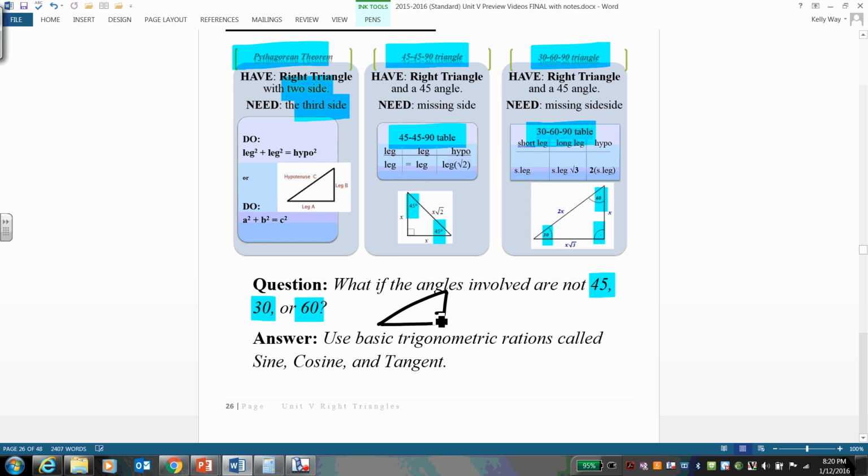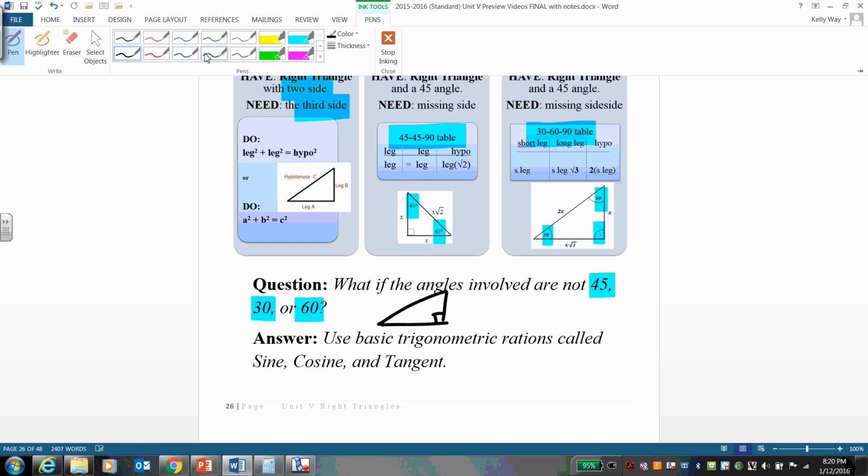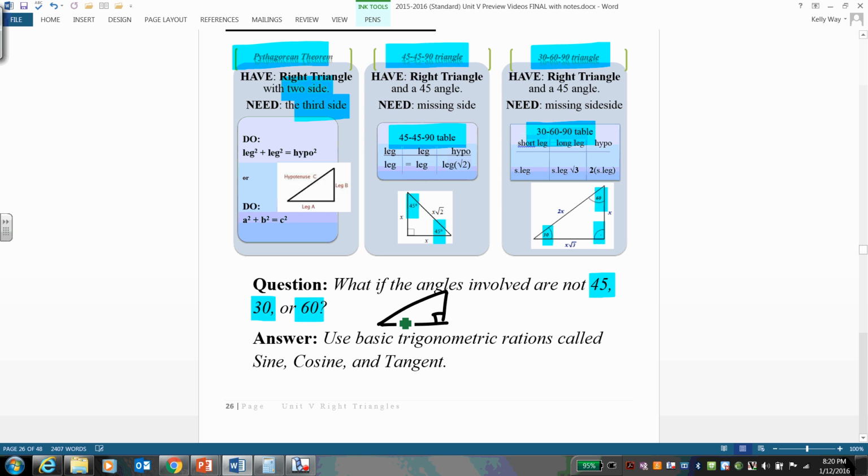Got a right angle here, and let's say this angle is 39 degrees, and you have an unknown, and let's say the hypo is 10. Now what do you do? So when the angles are not 45, 30, or 60, you're going to be using these ratios called sine, cosine, and tangent.